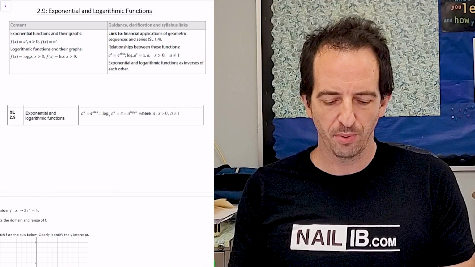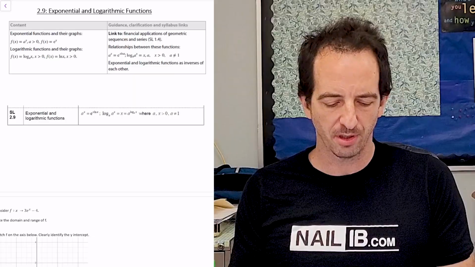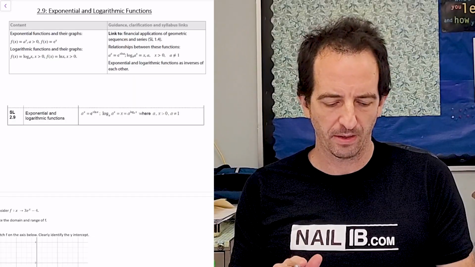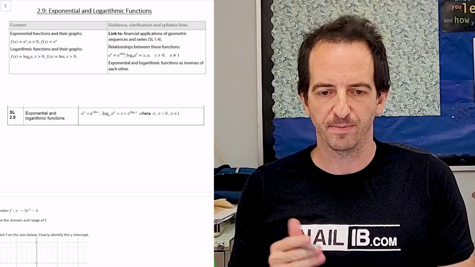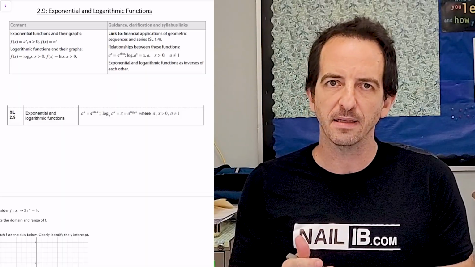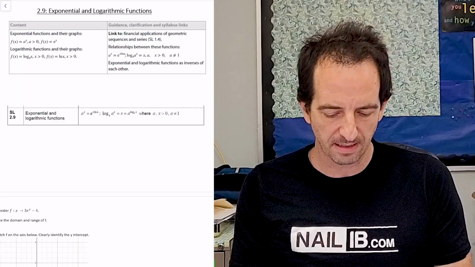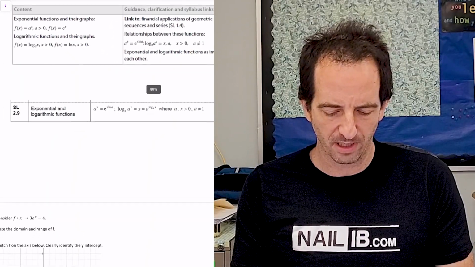So welcome to Standard 2.9, where we'll be looking at exponential and logarithmic functions. In particular, we'll be looking at the relationship between the two. Also, the special exponential function, e to the x, and also the natural log function, which is the inverse of e to the x. And they also want you to recognize these relationships.